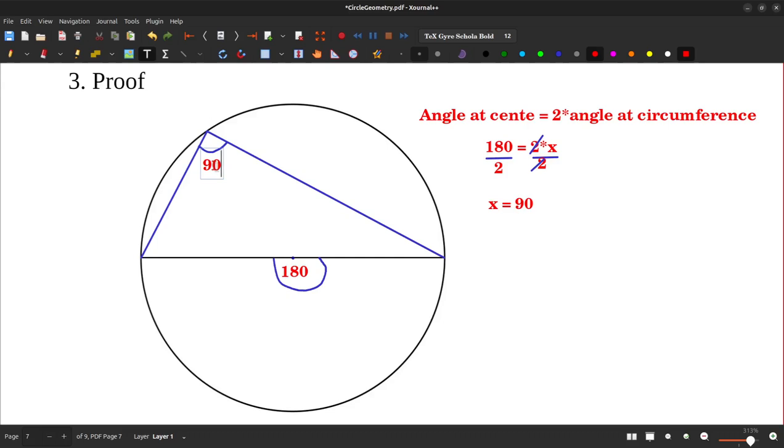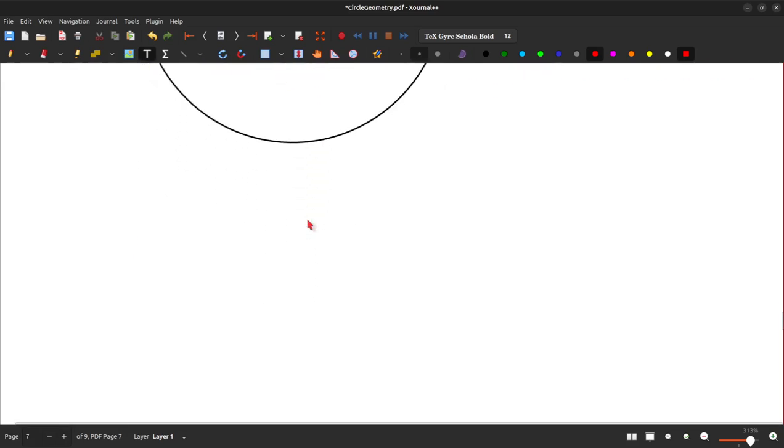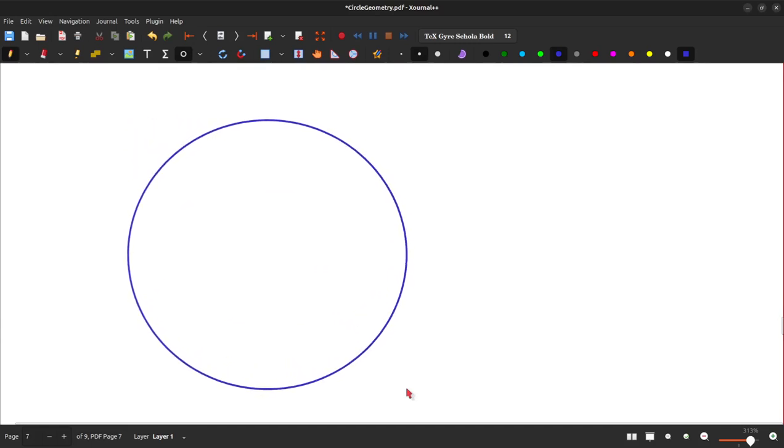So let's try to use another theorem. Another way to prove it: let's first draw the circle. I won't be able to draw a perfect circle in this case. Please don't judge me. Now, this is the diameter. Now, let's just put a point randomly here, something like that. We want to calculate this angle here.